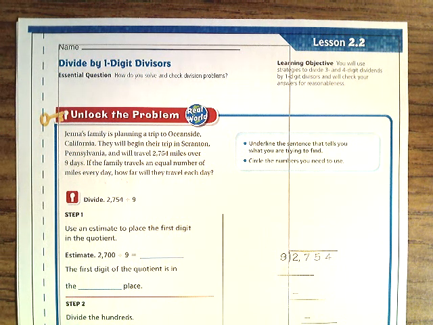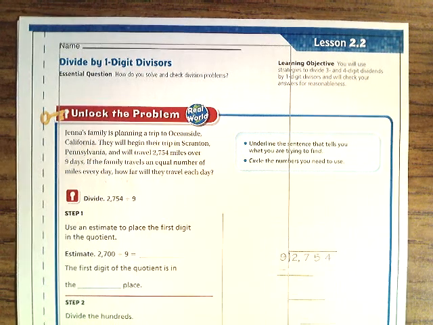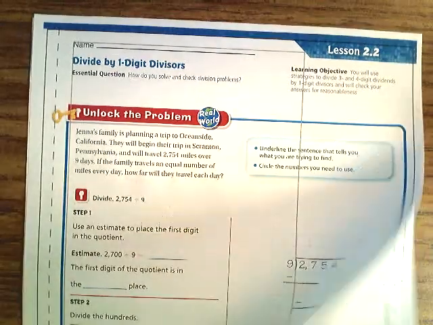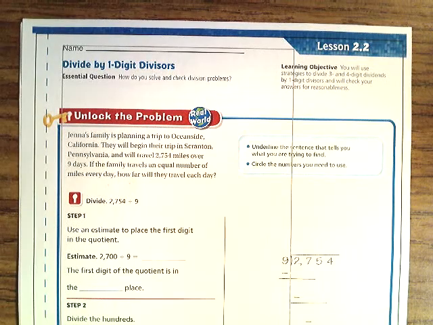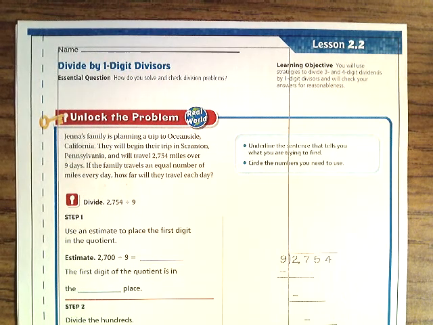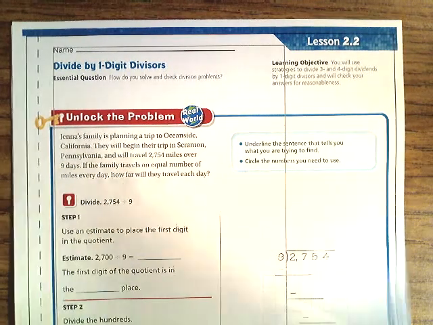Everybody. Today we're going to be working on lesson 2.2 in our Go Math books. And this is dividing by one-digit divisors, okay? So I'm going to tell you what pages you're working on first of all. So the pages we'll be working on today for this lesson is page 93 through 98.